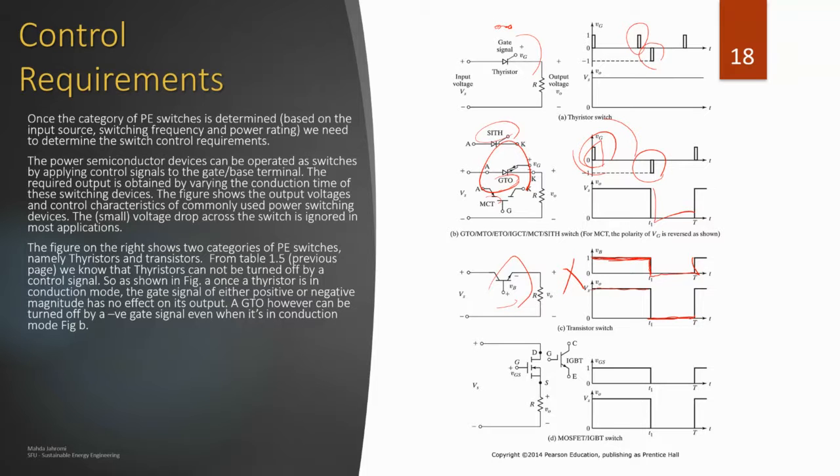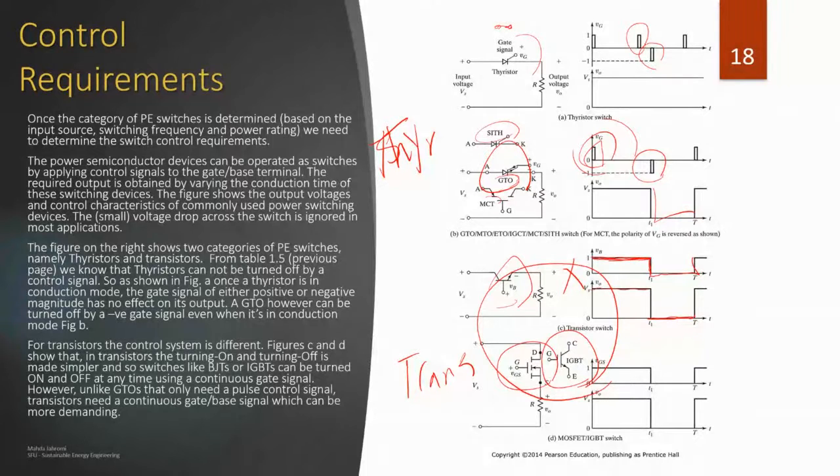Okay. And the same thing with MOSFETs and IGBTs. So these are in the same category, right? These are transistors. These are thyristors. So as I said, the other thing that you have to check is the control requirement. And so once you've made certain that the voltage, current, and frequency ratings are met, then you also need to look at the control requirement and make sure that the switch that you're selecting works in that sense as well.